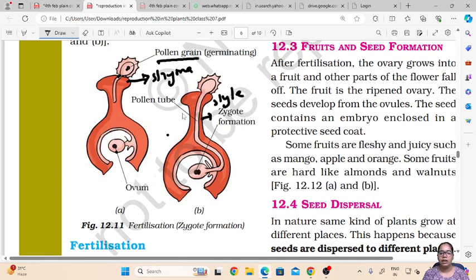So it will travel down the style and then enters the ovule inside the ovary, wherein the fertilization process takes place, wherein the male gamete, that is the pollen grain, is getting fused with the ovule, that is the female gamete, and then the fusion of the male and the female gamete results in formation of a zygote, and this process is called as the fertilization process.